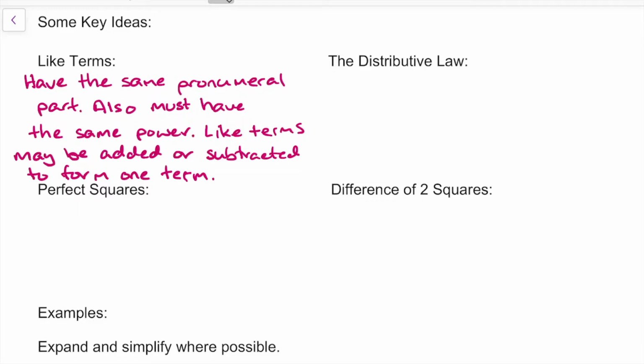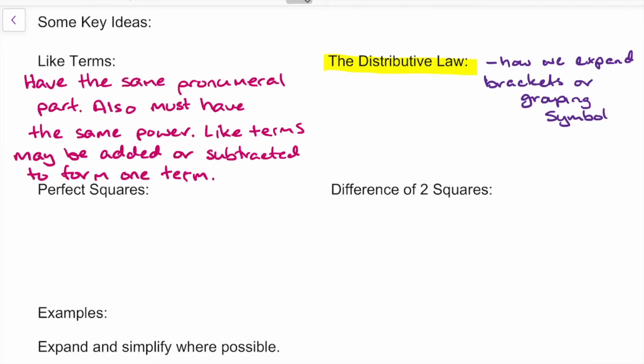I guess our next little idea here is the distributive law. This is a really important one for our expanding of brackets, because this one is how we expand brackets. So brackets are our grouping symbols. Okay, and it says that whatever's outside of our bracket, we need to multiply that by what's inside.